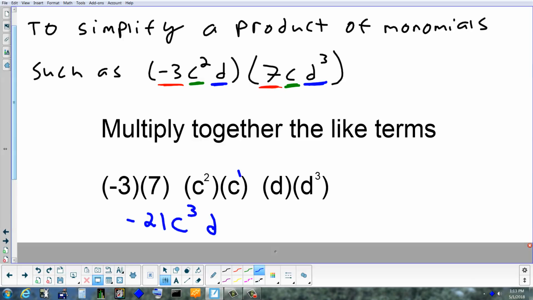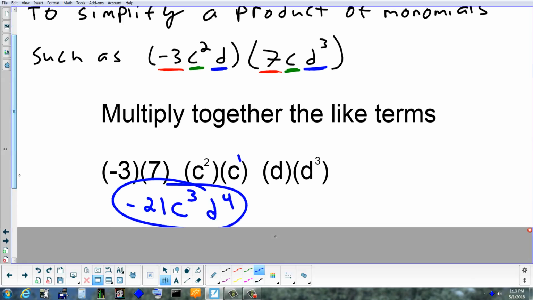Wait, why are they all together? How is that D to the fourth though? I thought we were multiplying. That's a D to the first, that's 1D. And then D cubed is another.